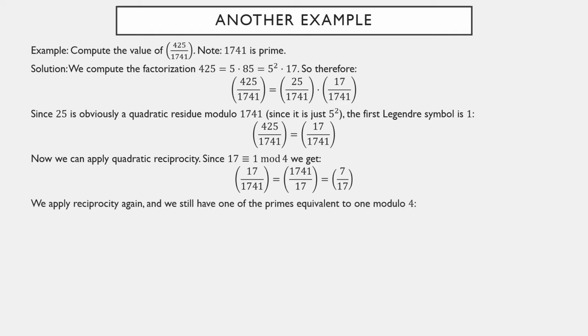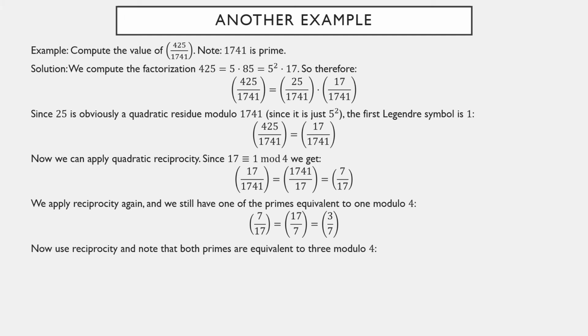Those are both odd prime numbers, and 17 is still equivalent to 1 mod 4. So the Legendre symbol 7 by 17 is the same as 17 by 7. 17 can be reduced modulo 7 to be equivalent to 3. Now I have 2 distinct odd primes, but they're both equivalent to 3 mod 4. So 3 by 7 is negative 7 by 3. 7 is bigger than 3, so reduce it. 7 is equivalent to 1 mod 3. Now I have a Legendre symbol with a 1 up top. That's equal to 1.